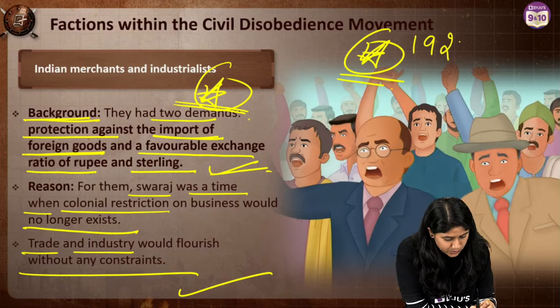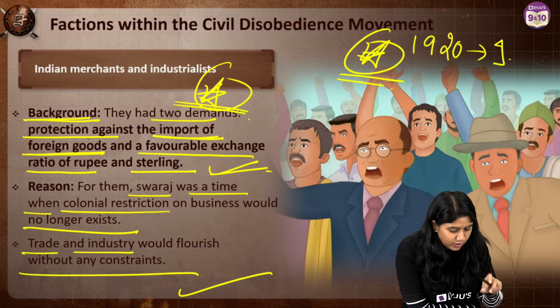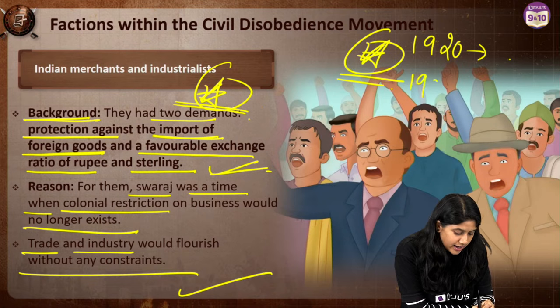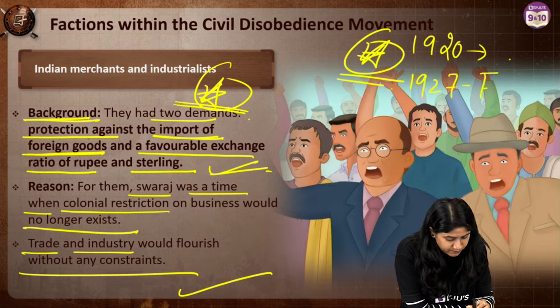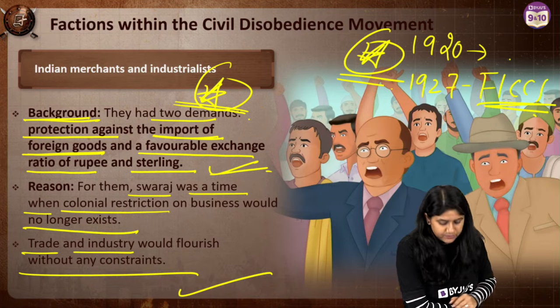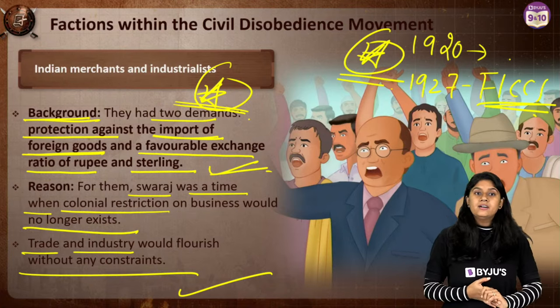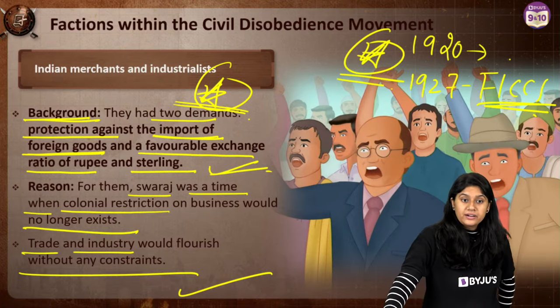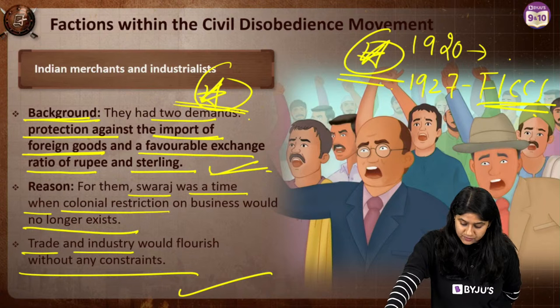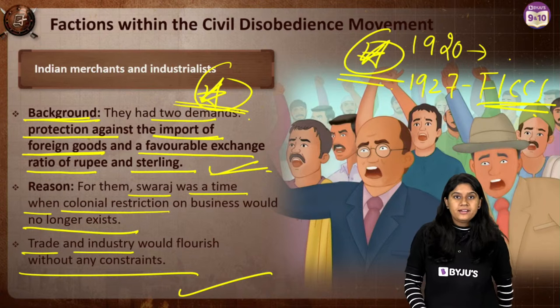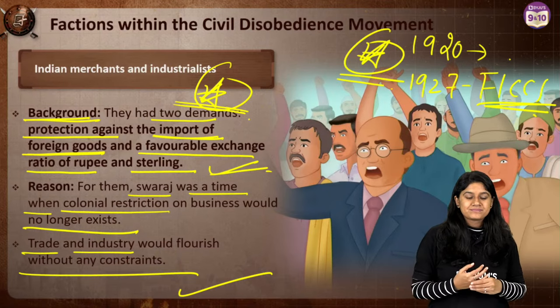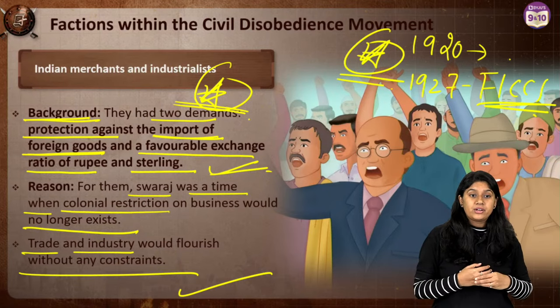In 1920, we have the formation of the Indian Industrial and Commercial Congress. And in 1927, we saw the formation of the Federation of Indian Chambers of Commerce and Industry. Okay? Clear? We have some prominent people, right? We have Thakur Das. We have G.D. Birla. All of these people were there. Clear, everyone? Very good, very good. All of you, are we clear?